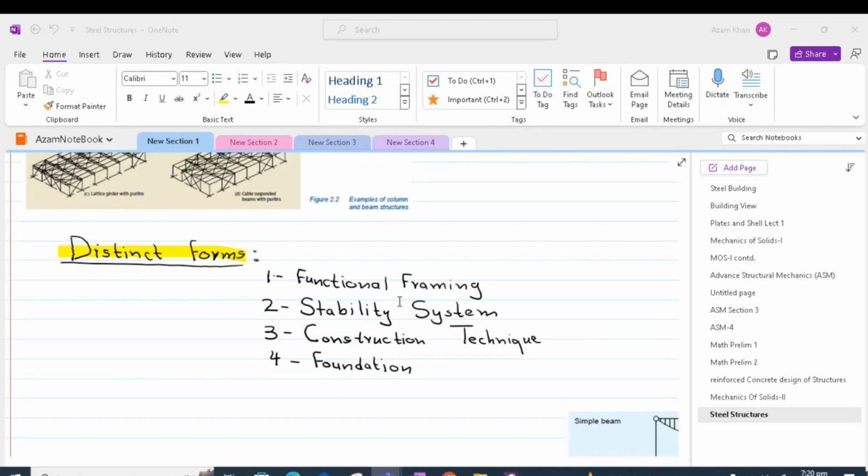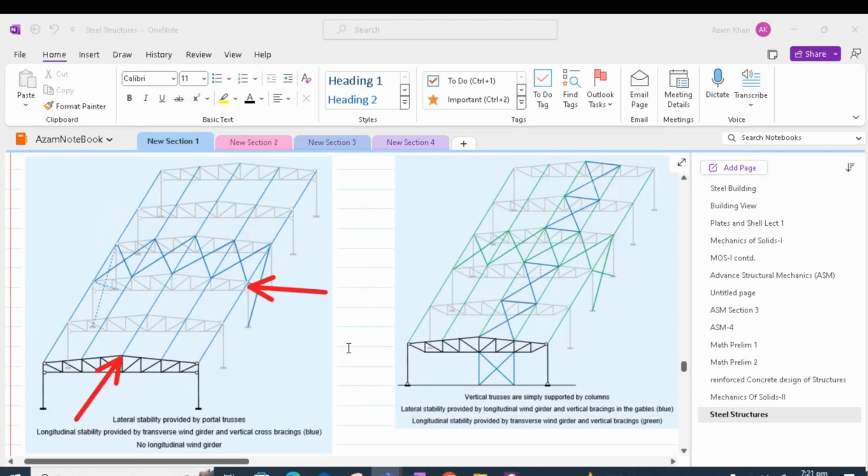Thus, the variables responsible for distinguishing one form from another are applicable in the case of stadiums. We discussed in our earlier lectures that one structural form can be distinguished from another by keeping the functional framing, stability system, construction technique, and foundation systems different. The main philosophy of load transfer within a stadium structure is similar to the single space structures. We are familiar with the load transfer in these two different types of single space structures.